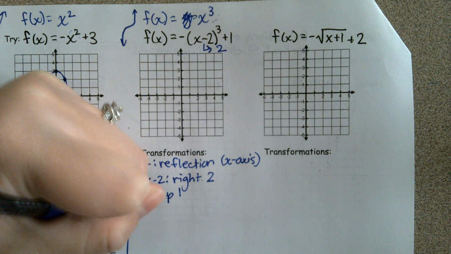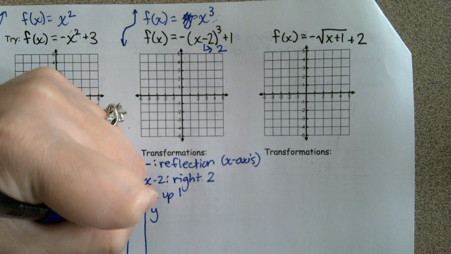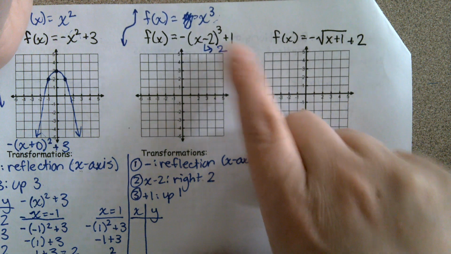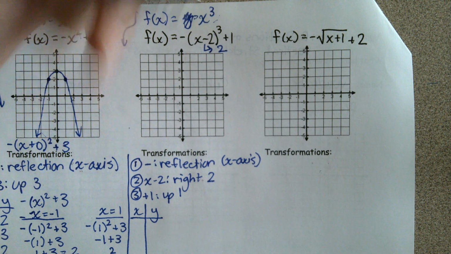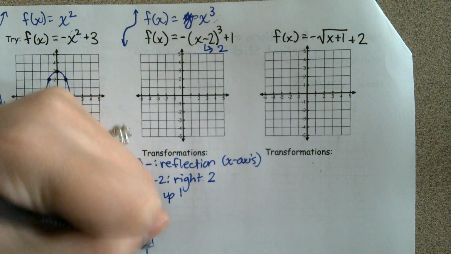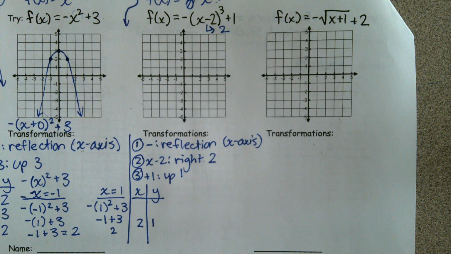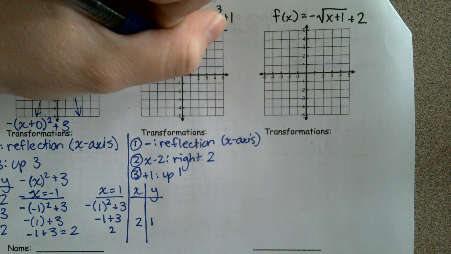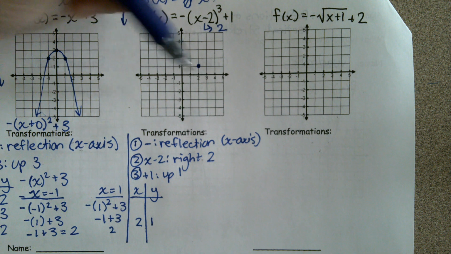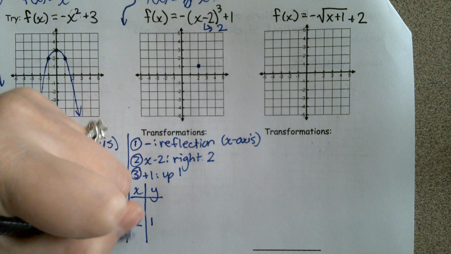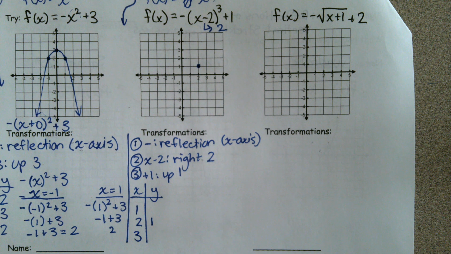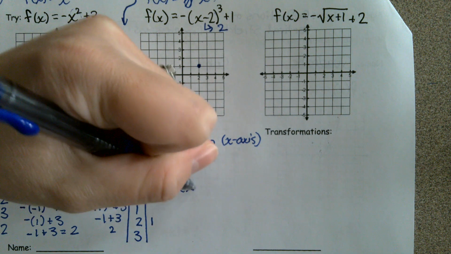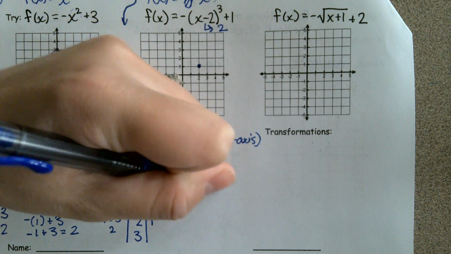Now let's graph it. First thing we need is our vertex. That comes from our h and k up here. Again, you change the h to positive 2, and k stays 1. So 2, 1. Now I need a point to the left and right, so we need 1 and 3. All right, let's plug those in and see what we get. Our equation is negative (x minus 2) cubed plus 1.